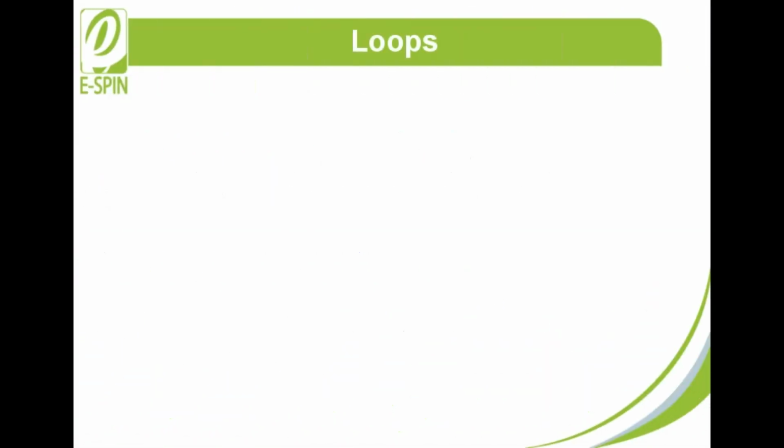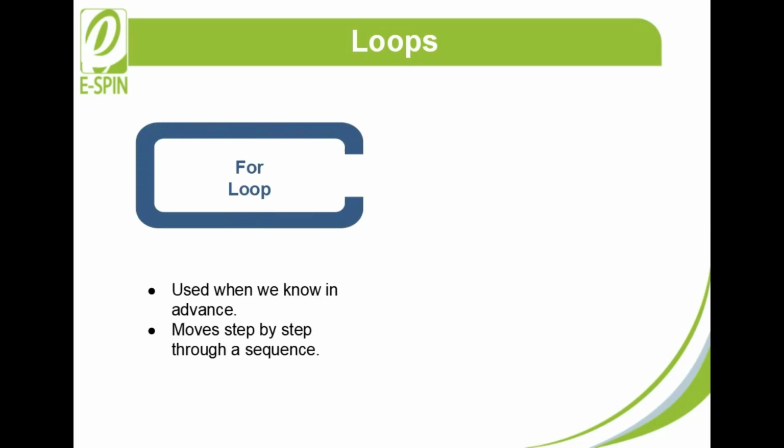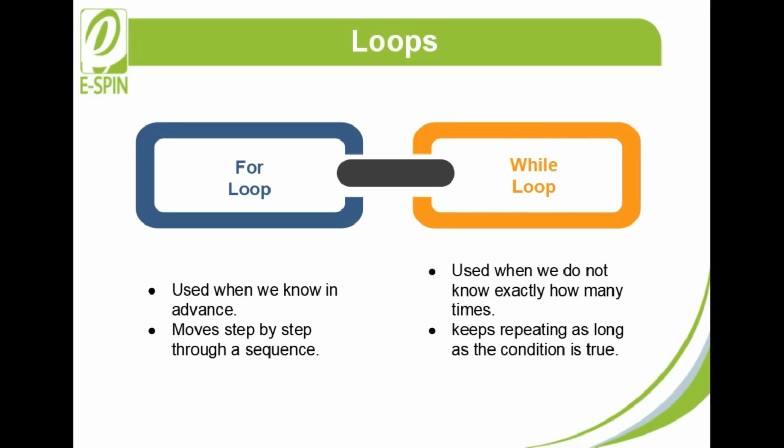Loops let a computer repeat a set of instructions until a condition is met. Instead of writing the same code many times, we can use a loop to save time and avoid mistakes. 1. For loop: used when we know in advance how many times we want to repeat. It moves step by step through a sequence, like numbers, letters, or items in a list. 2. While loop: used when we do not know exactly how many times we need to repeat. It keeps repeating as long as the condition is true.